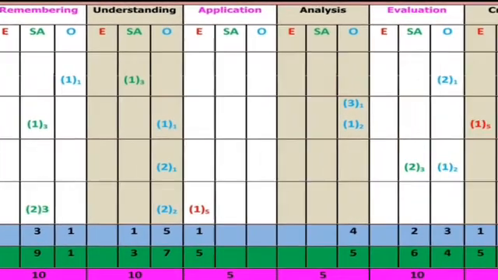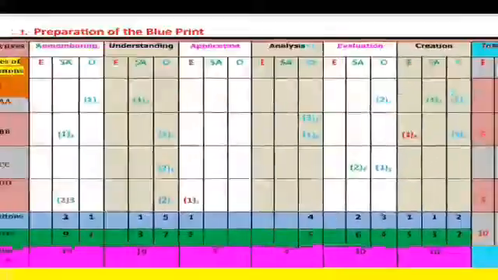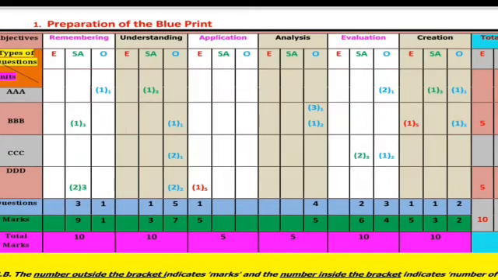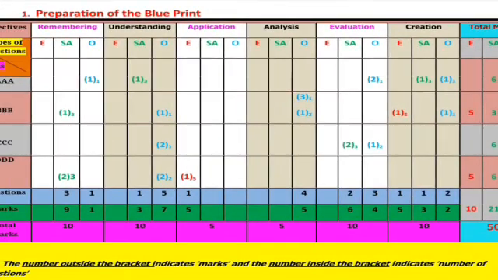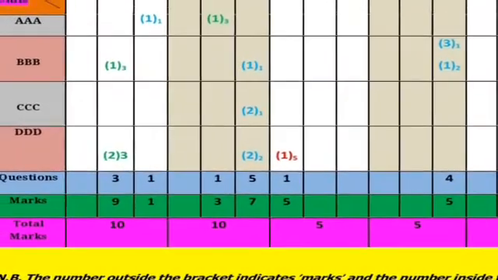Application part, there is no question. And here evaluation part, 2 questions, 3 marks. And here in the creation part, 1 question of 3 marks. So in this case, you have to multiply it. 1 question 3 marks, then definitely it's 3. 2 questions 3 marks means what? 2, 3, 6, isn't it? 6, 7, 8, 9. So 9 here it comes. Can you see? I have tabulated here 9.